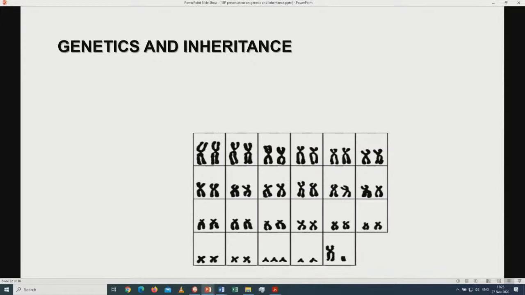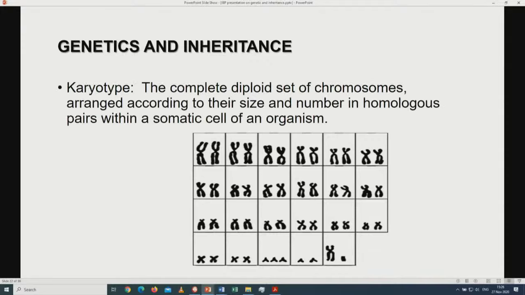Now, this is an example of a karyotype. This karyotype is of a male because a karyotype is the complete diploid set of chromosomes arranged according to their size and number in homologous pairs within a somatic cell of an organism. Now, this is a male karyotype. When we look at pair 23 in the karyotype, the chromosomes are not of the same size and structure, which indicates X and Y.